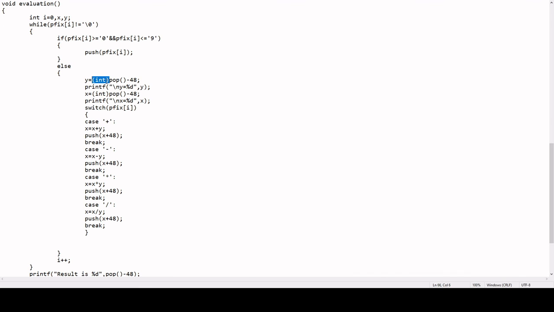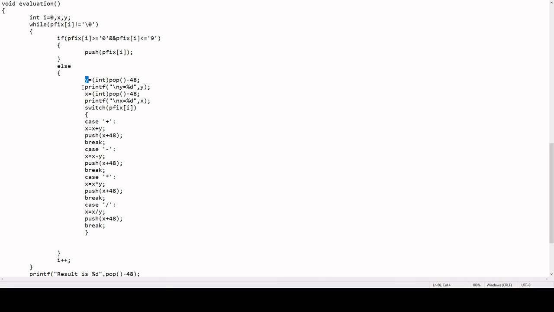Now when we convert it to an integer, we have to subtract 48 from that, because it will be the ASCII value of that particular character. So the ASCII value of 0 is 48. As and when it goes ahead, it becomes 49, 50 and so on. So every time we get a value, we will have to subtract 48 from that particular ASCII value so as to get a correct number.